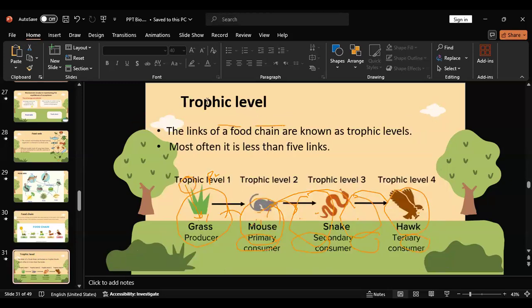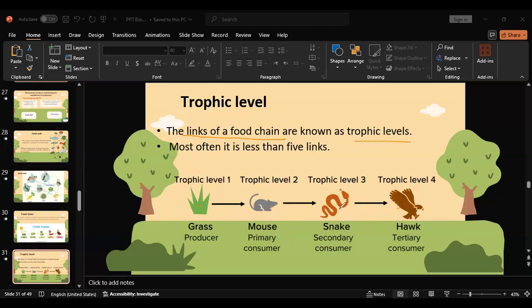The next one is the trophic level. Here you know that the trophic level means the link of the food chain. This is one trophic level, another trophic level, this is the link. There are several links in the food chain, and in that, a certain link is referred to as a trophic level.